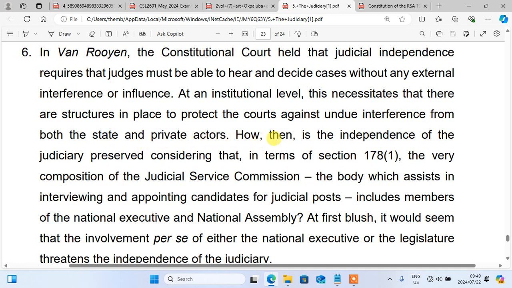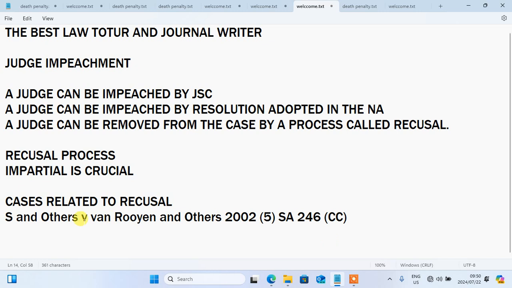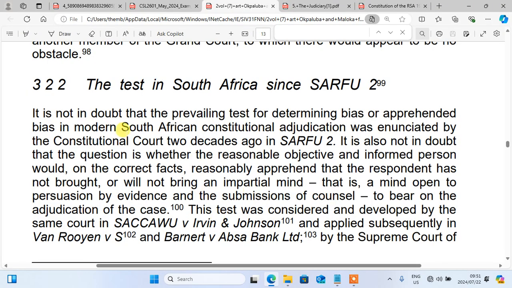How then is the independence of the judiciary preserved, considering that in terms of Section 178, subsection 1, the very composition of the Judicial Service Commission, the body which assists in the interviewing. This means that there's this case that you must look for in order to understand much about recusals: S and others versus Van Rooyen. That is the first case. I've already told you about the Safru case.